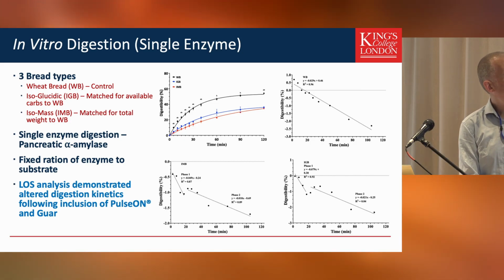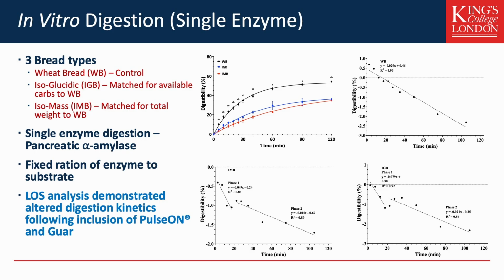So for the wheat flour control, where all of the starches come from a single source, we can see that, oops, I've broken it. We can see that you get a single slope, so you're getting a single rate of reaction occurring throughout the digestion. But with the incorporation of the guar and the Pulson, you see a split, you see a two-phase rate of digestion. So we would hypothesize that the first fast rate is the breakdown of the starch from the wheat flour, and then you're getting a slower rate from the starch that's from the Pulson.